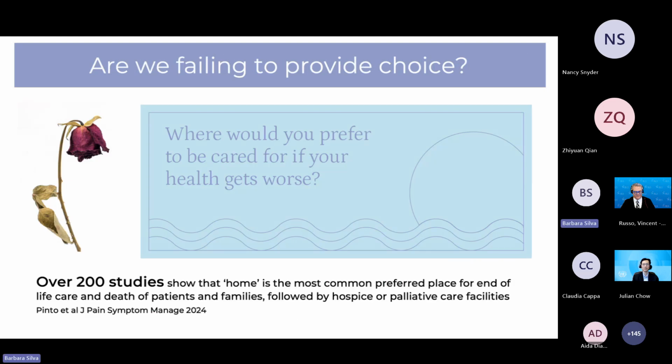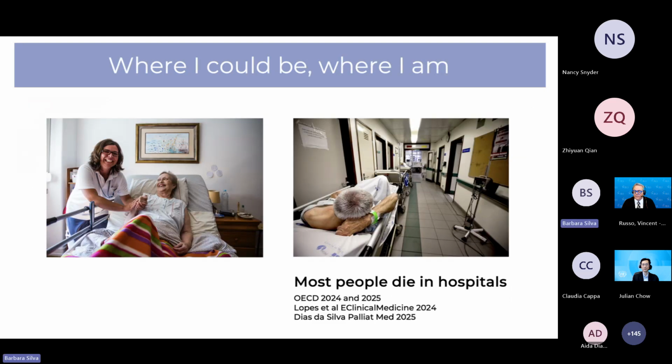A key question which is central to this issue is whether we, societies and health systems, are failing to provide choice on this matter. We know from over 200 studies that home is the most common preferred place for end-of-life care and for a place of death for both patients and their family members facing life-threatening conditions. And the second choice is often hospice facilities or palliative care facilities. These preferred places can be places where people are if the right support is available to them. However, the reality is different.